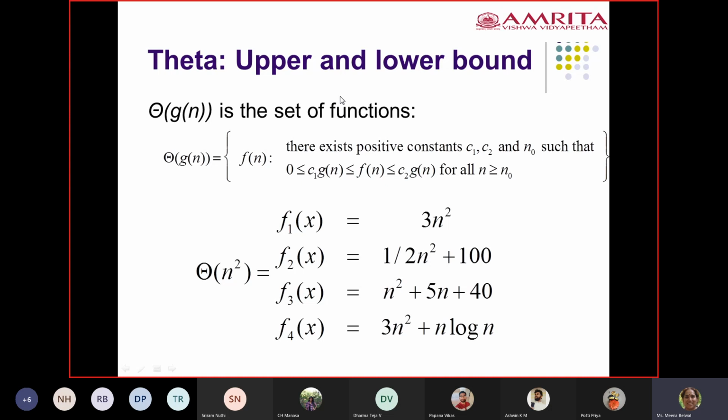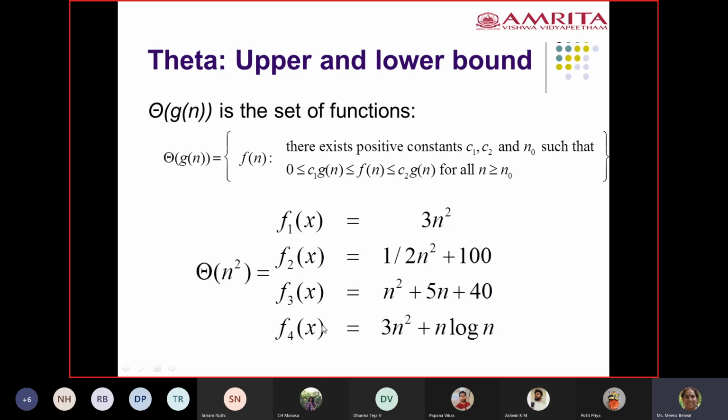All right, so now you see that I have changed the function. Now we are saying that if f(n) is all this, we can call it theta of n square. We should be able to prove that. This is very simple to prove. f1(x) is 3n square. You call it theta of n square because you should be able to find C1, C2 and n0 such that this condition is satisfied. Right? So 3n square is theta n square. 1/2 n square plus 100 is theta n square. n square plus 5n plus 40 is theta n square.